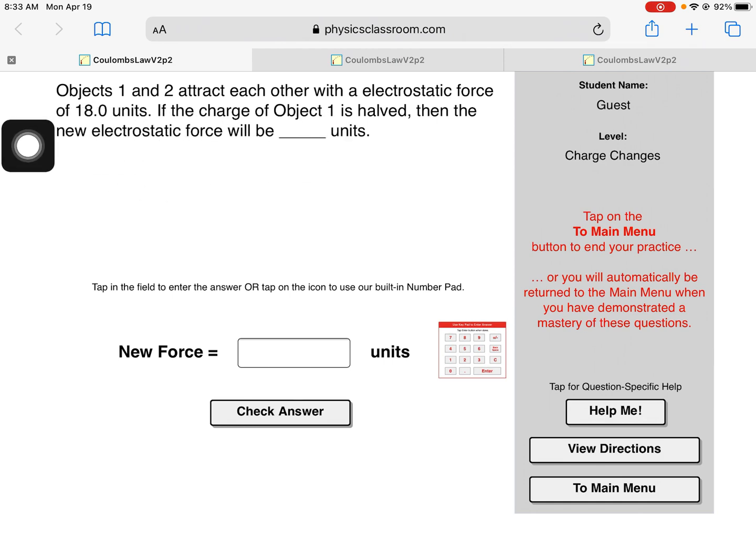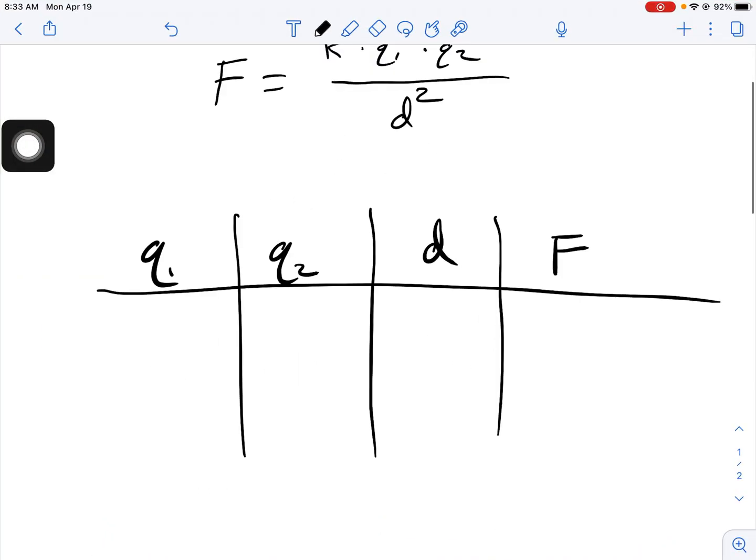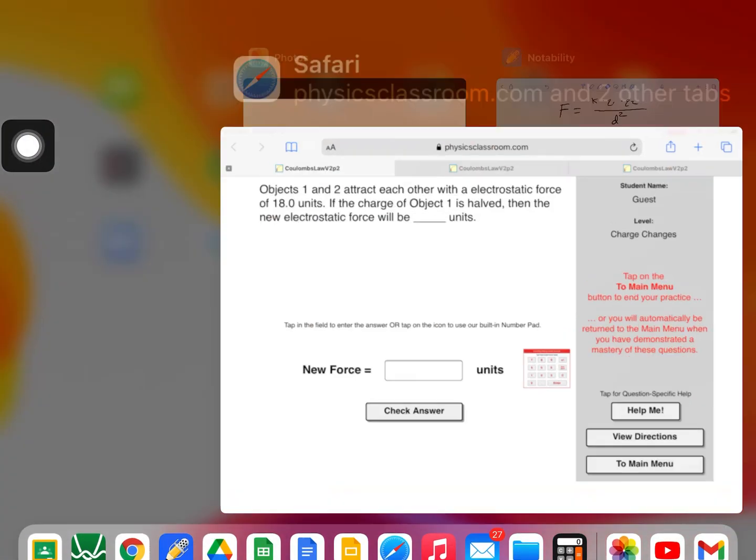The electrostatic force is 18 units, so let's just write down 18. We would usually use newtons. I don't know why they're using units, but whatever. Now, part of this QQDF strategy, the first step is just to pick numbers. Let's use the easiest number we know. Let's just use 1, 1, 1.